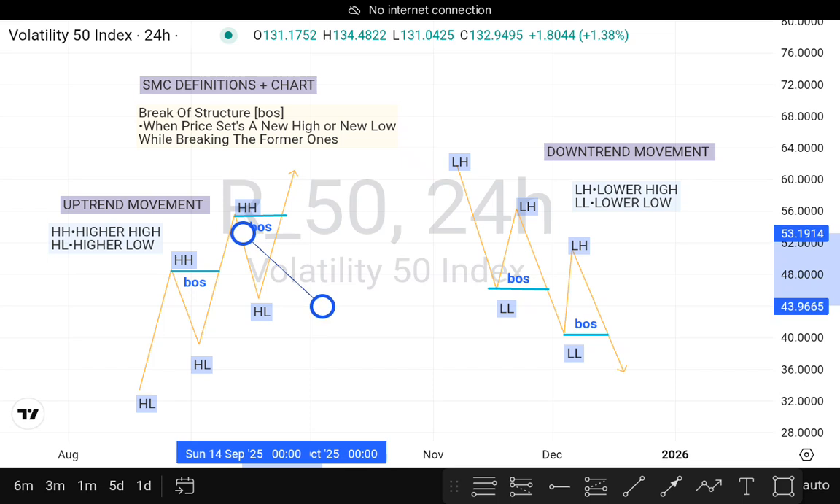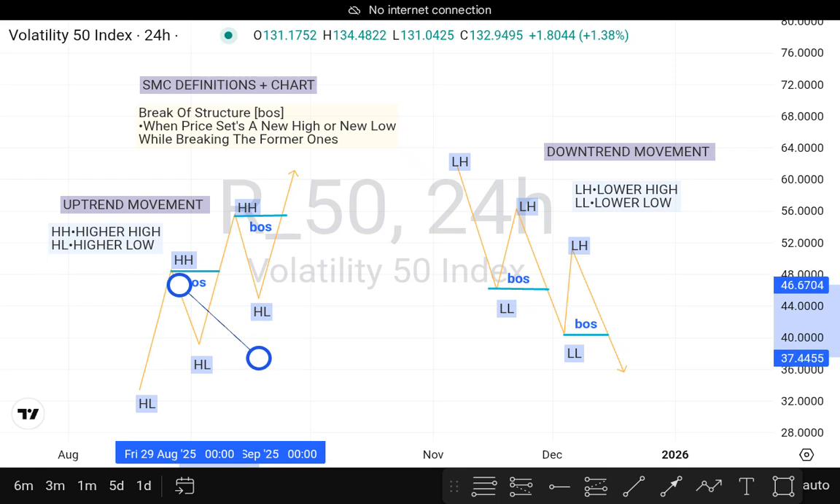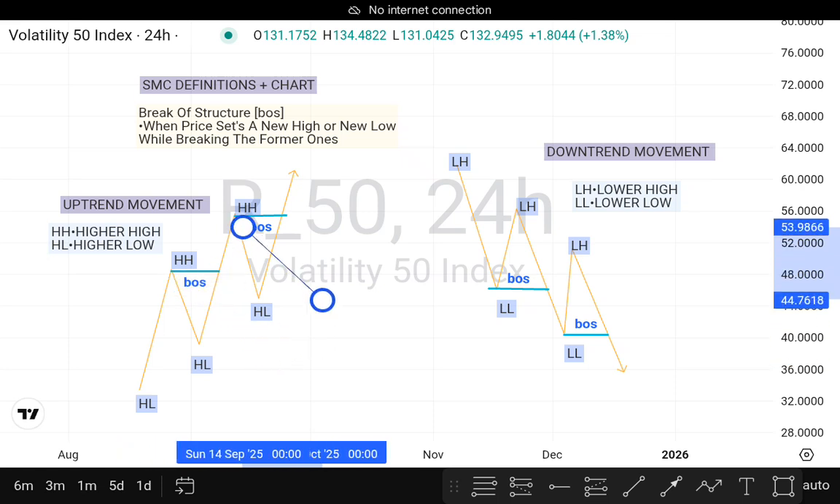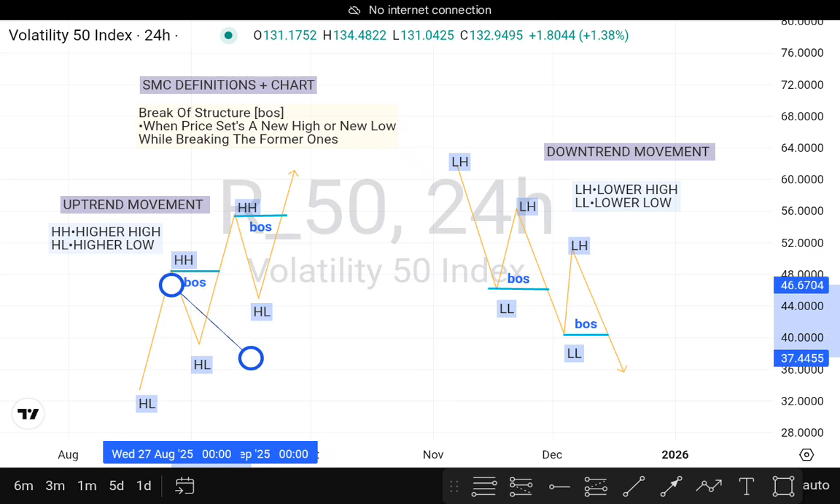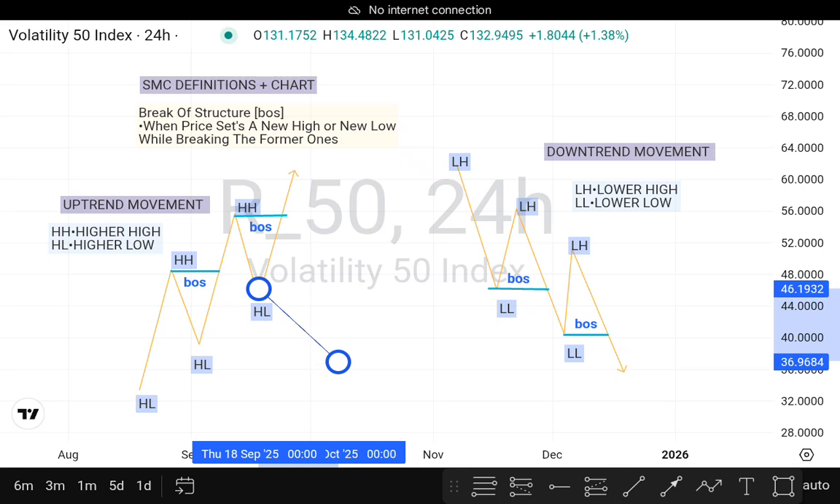When this new price of a higher high was created, it broke this level of a higher high. So if it broke this level of a higher high, it means that this is a break of structure, because this level has been broken. It's no longer the high that we have. A new one has been formed. So the previous one is going to be a break of structure.